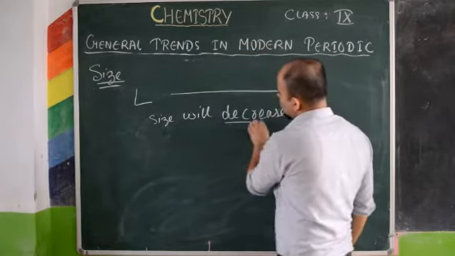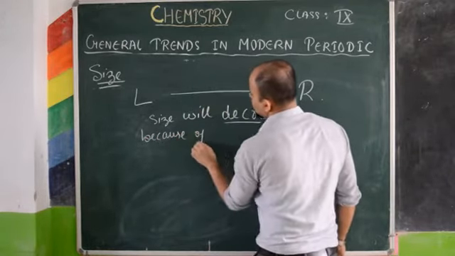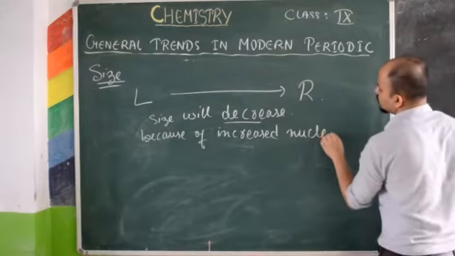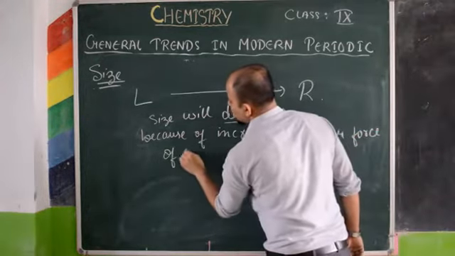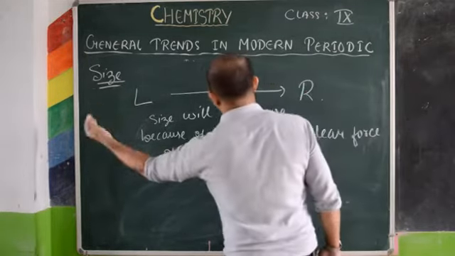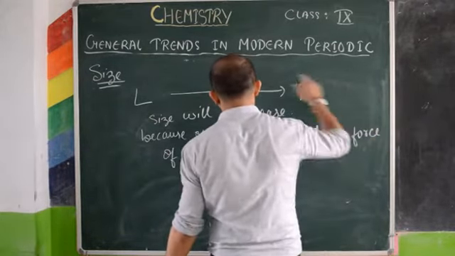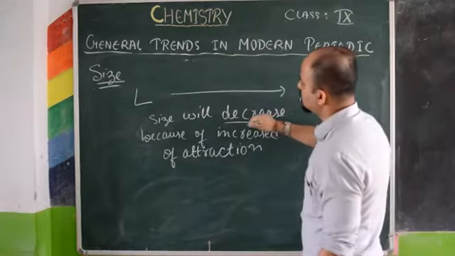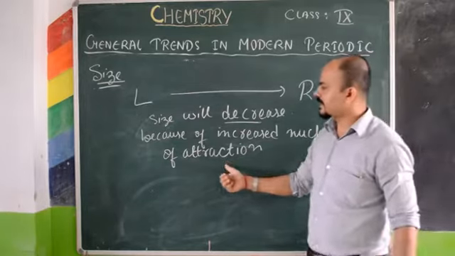Okay? Size will decrease because of increased nuclear force of attraction. And this is where, whenever you are moving from the left hand side of the periodic table to the right hand side of the periodic table, that means across the period, you are moving across the period. What will happen? The size will decrease because of the increased nuclear force of attraction.